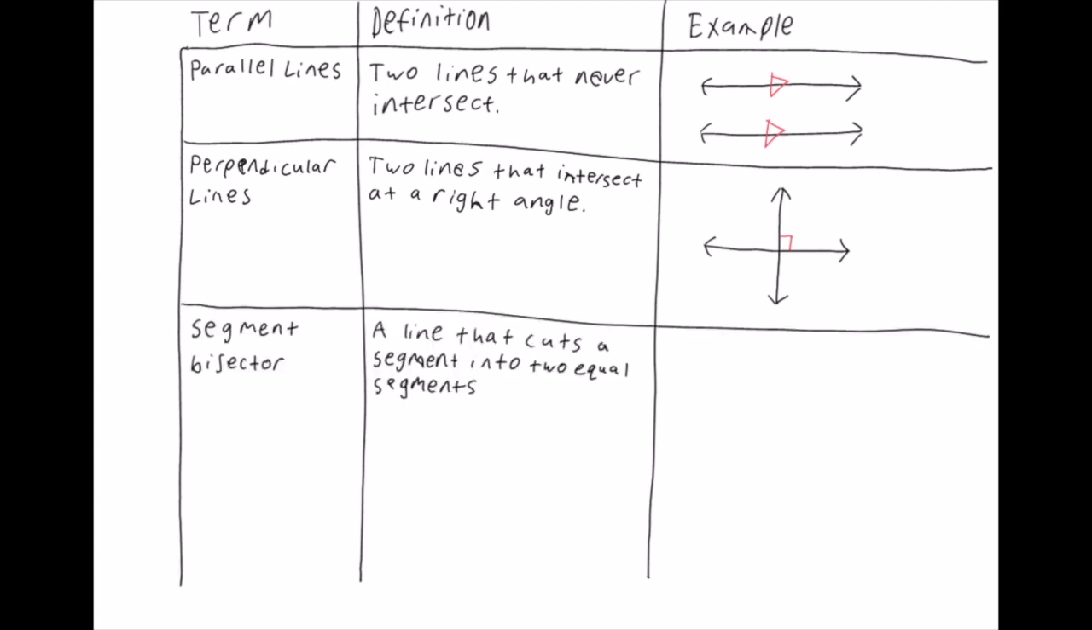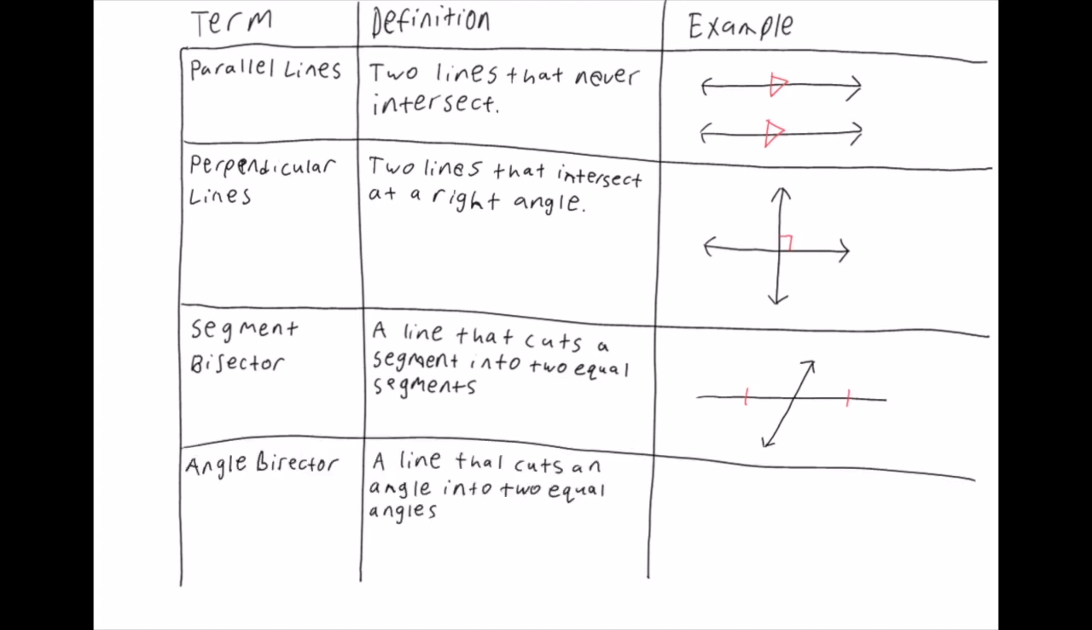A segment bisector is a line that cuts a segment into 2 equal segments. So we have that line cutting that segment into 2 equal parts. So the left side is congruent to the right side. They are equal. And these marks here show that those 2 sides are equal. That's how we mark to show that they're equal, by just putting those little dashes there.